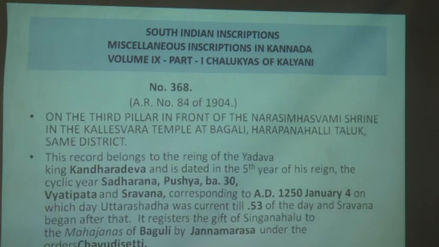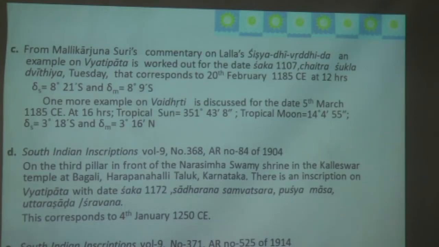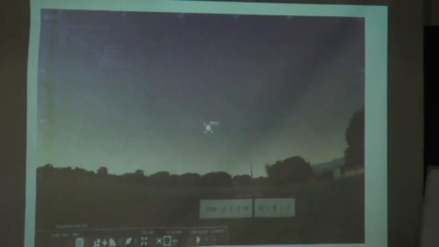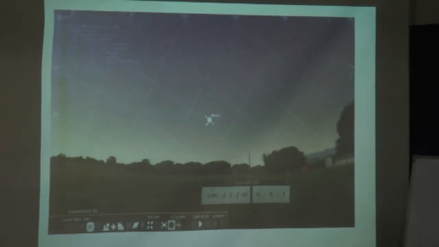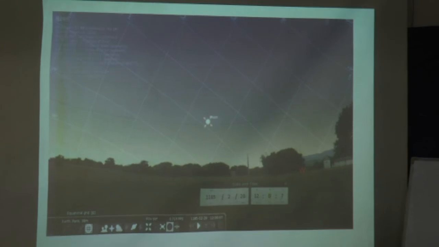Yes sir, yes. This is 1159 CE. Here, this is not for that date; actually it is for the date 1185, the earlier one. For that date I have considered, and the values are seen to be very close by.